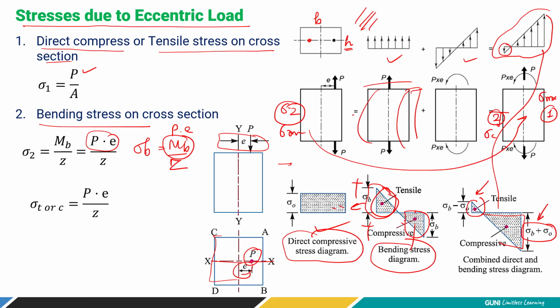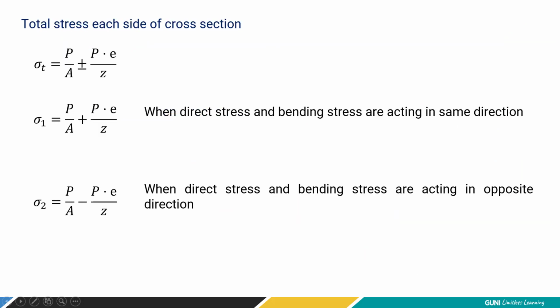This maximum value can be of compressive nature, can be of tensile nature, depending on how you apply the eccentric load, whether it is inward or outward. Okay. Now let's try to consider the equations. Now total stresses on each cross section, right? Let me draw over here so you can understand very well.